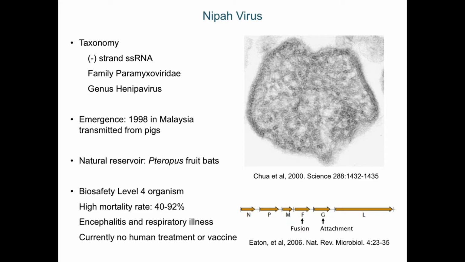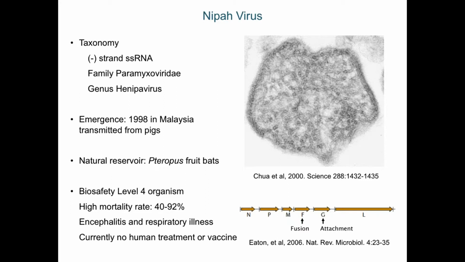However, the natural reservoir for Nipah virus is Pteropus fruit bats. Nipah virus causes severe disease in humans and is considered a BSL-4 organism. The mortality rate in outbreaks is 40 to 92%. It causes respiratory symptoms, and its most dangerous clinical manifestation is encephalitis. There is currently no specific treatment or vaccine approved for human use, and periodic outbreaks still occur, mostly in Southeast Asia. Therefore, we wanted to study how this virus enters host cells and causes infection.